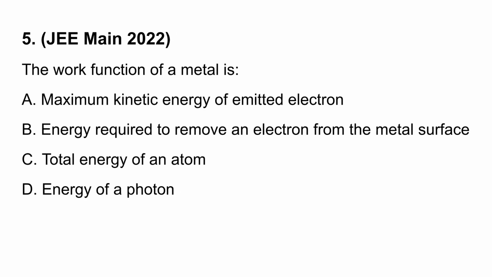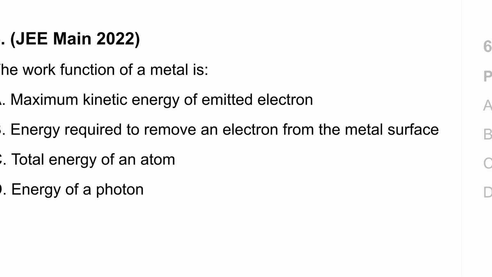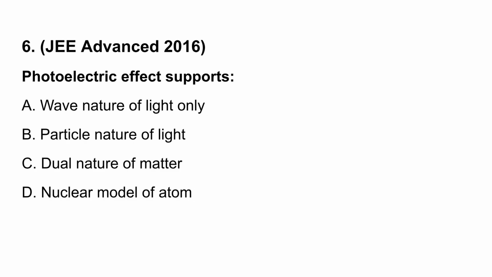Question 5 from JEE Main 2022. The work function of a metal is A. Maximum kinetic energy of emitted electron, B. Energy required to remove an electron from the metal surface, C. Total energy of an atom, or D. Energy of a photon.